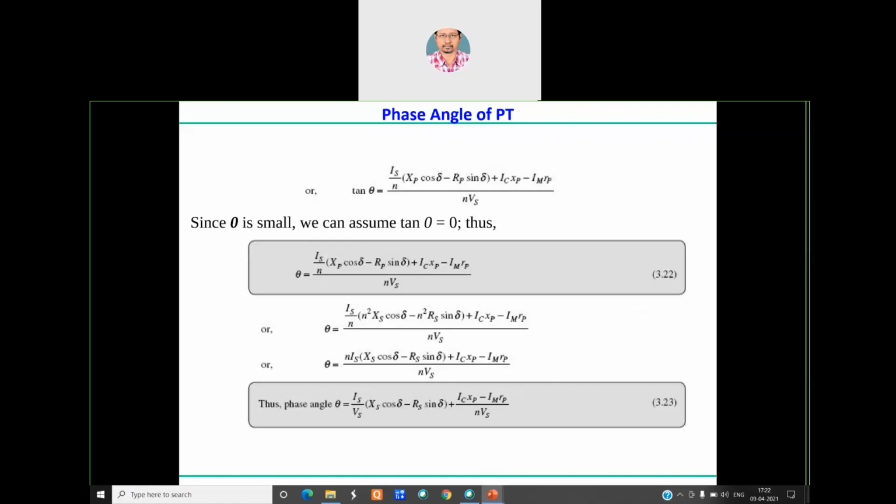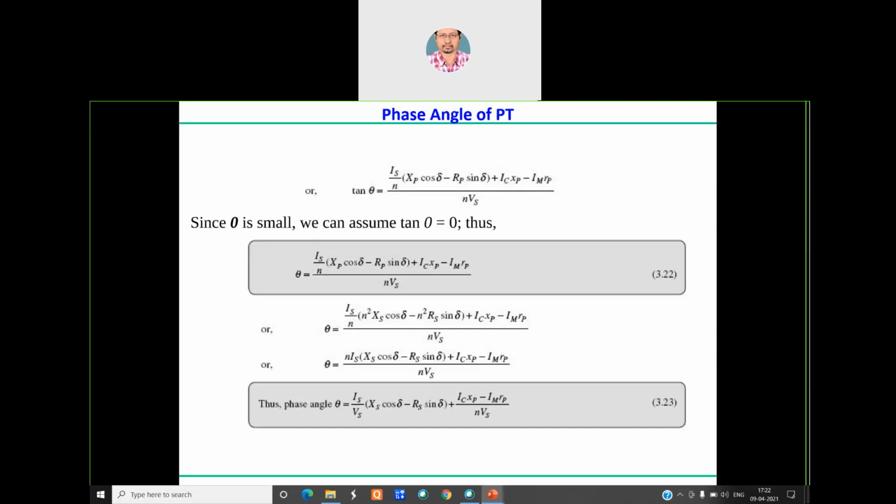So obviously, if theta is tending to 0, very small, okay, it is not 0, so obviously it is denoted by theta. So we can assume that tan theta will be tending to 0. Sine by cos, so obviously it is tending to 0. So in that case, I can replace tan theta by the approximate value of theta, and therefore the phase angle can be directly represented in terms of the secondary parameters.